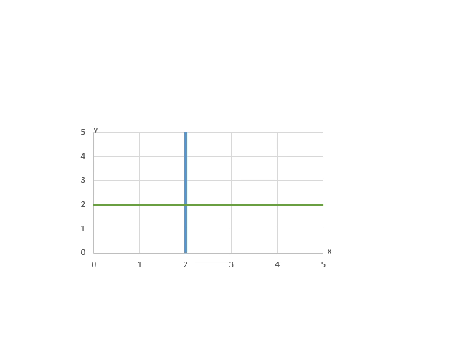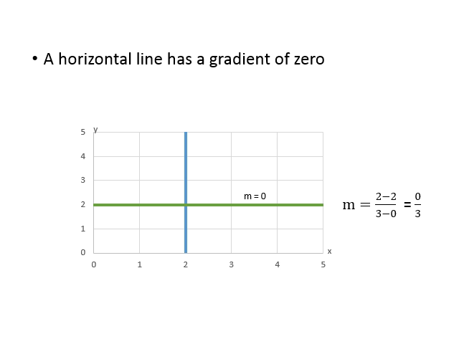So for a horizontal line, our green line, if you plug in the equation for the gradient, you'll always have the same value for your y value. So on the top of your equation, you're always going to have 2 minus 2, which will always equal 0. So a horizontal line will always have a gradient that's 0.